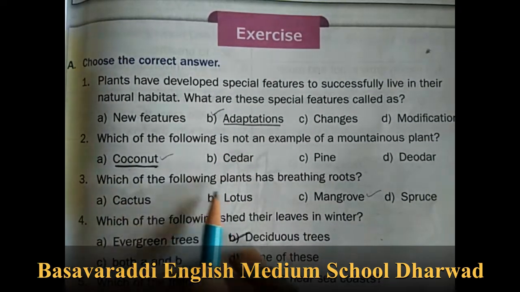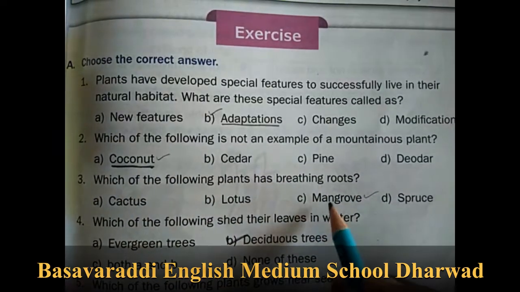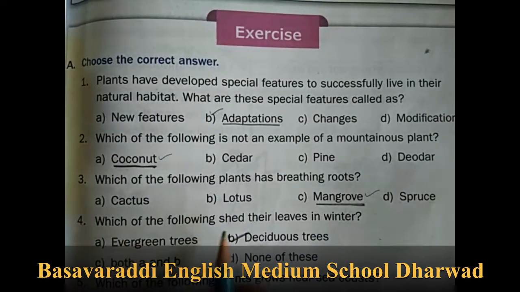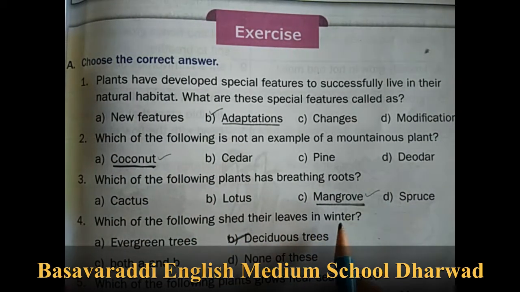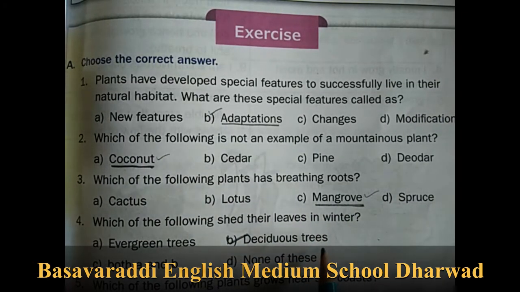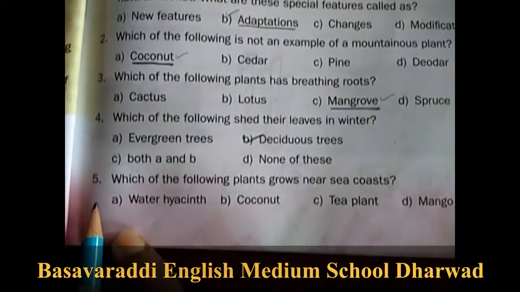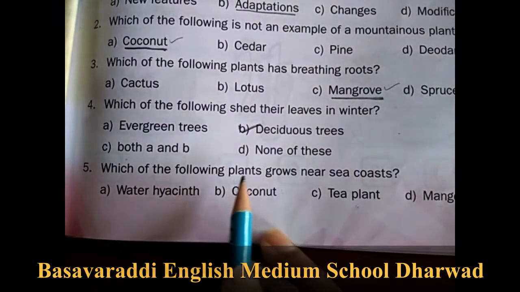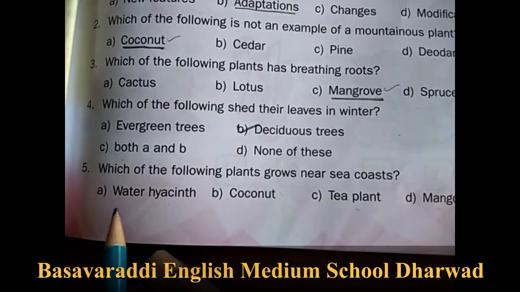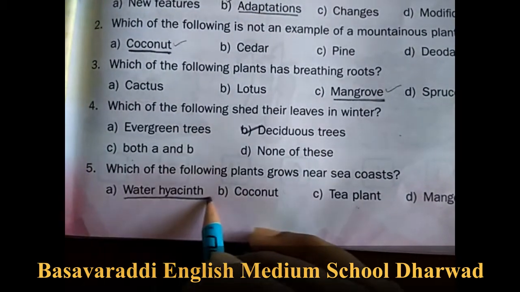Third one, which of the following plants has breathing roots? The answer is mangrove. Which of the following shed their leaves in winter? That is deciduous trees. Fifth one, which of the following plants grow near sea coasts? The answer is water hyacinth.